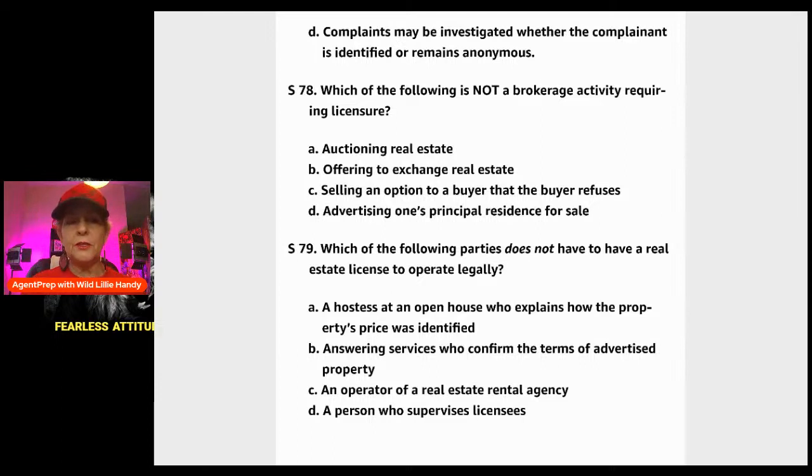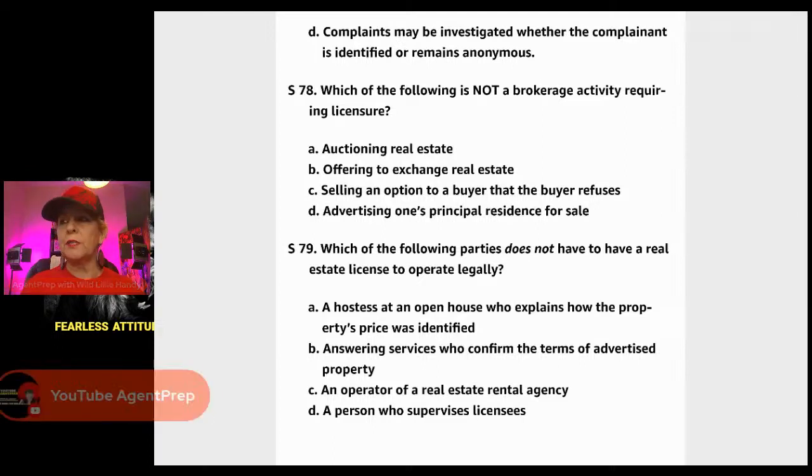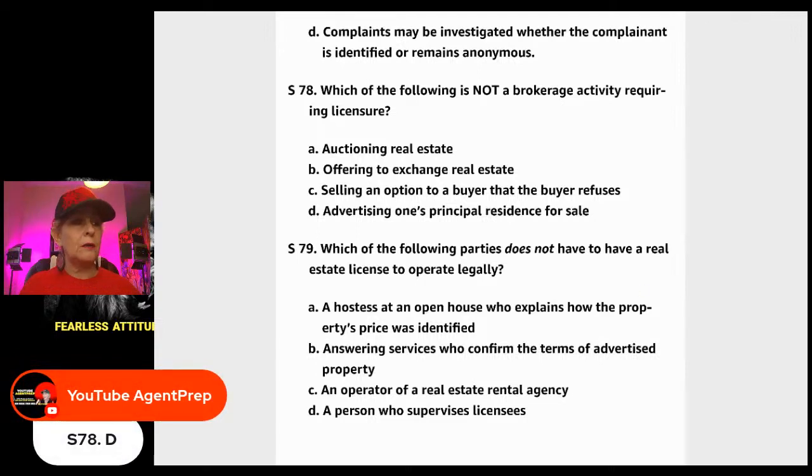All right, the answer is D, advertising one's principal residence for sale. Now, if we are licensed, of course, we can still sell our own residence as a for sale by owner. However, in order to sell our own property, we do not have to be licensed.